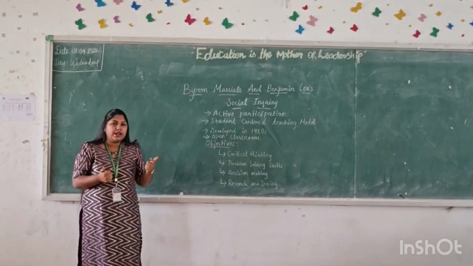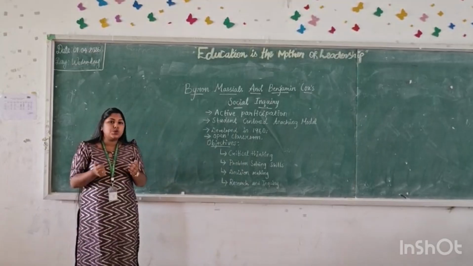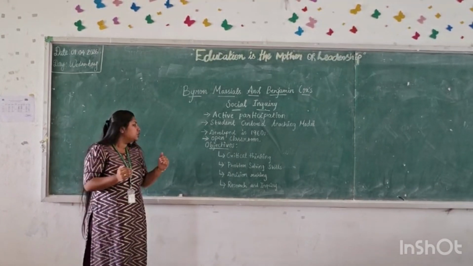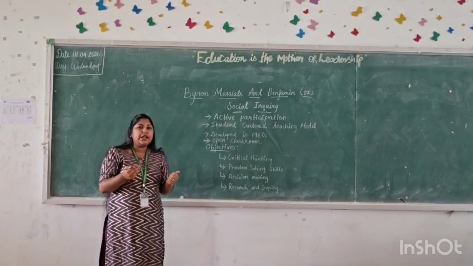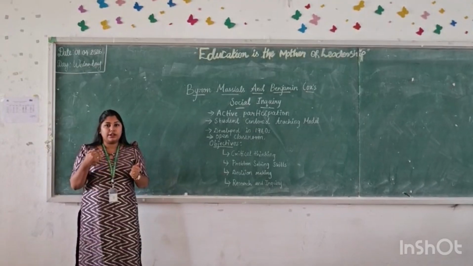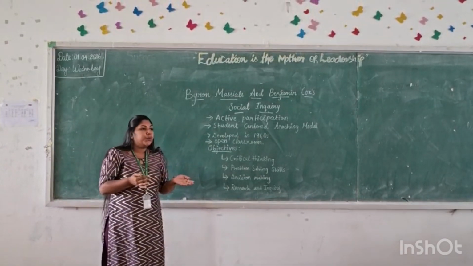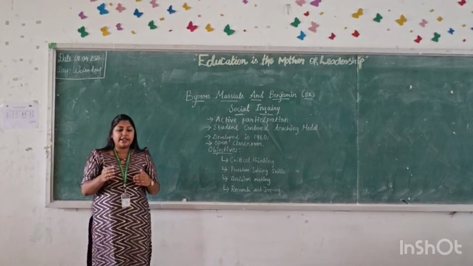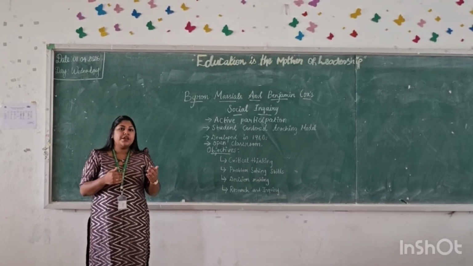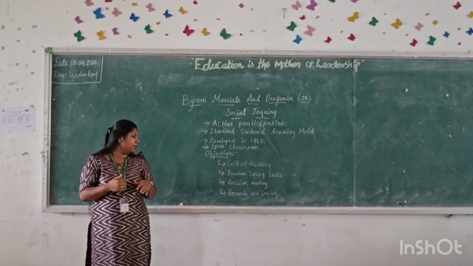As I said earlier, social inquiry is a student-centered teaching model where students do things by themselves by participating actively in the process. This develops critical thinking, where they develop their knowledge through their own research and so on. The next one is problem solving skill. When they do things by themselves, many problems will arise in the teaching and learning process, which they can solve by their own.